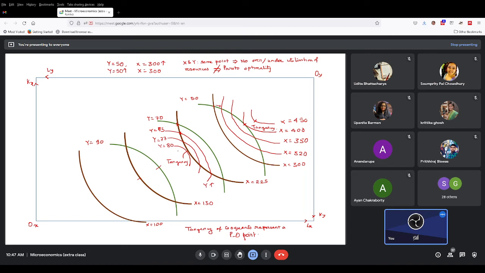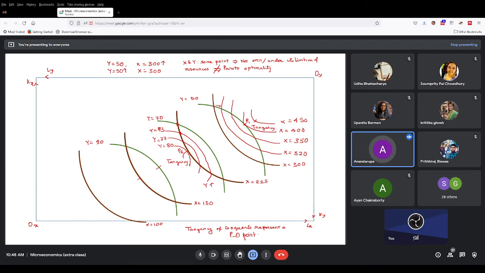So let us say that I have got a point. Let us say this is P2 and let us say this is P1. Which of them is Pareto optimal? Sir, both. Like at the point of tangency. Can't we compare them? Yes, sir. It's a partial comparison. If we compare them, let's say we start from P1 and we move to P2. What is happening?